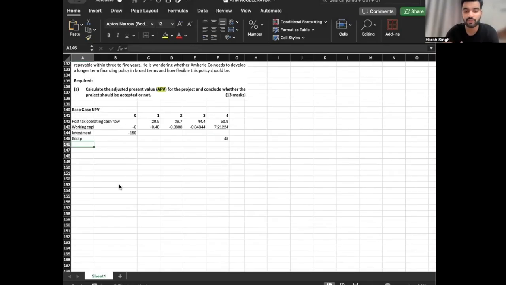So can we find out net cash flow? This value plus this value, this value plus this value plus.